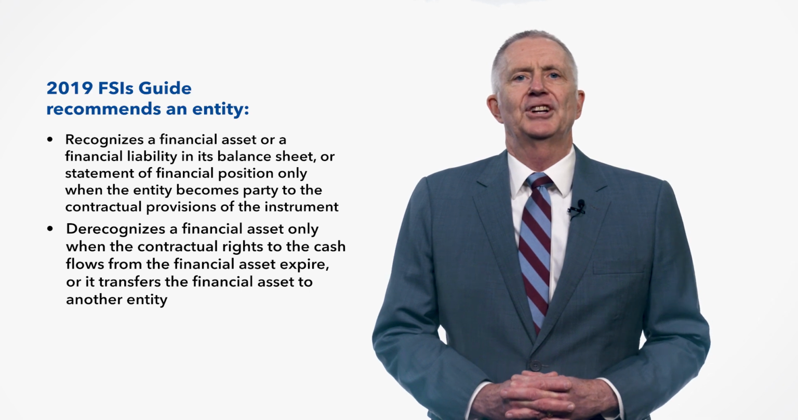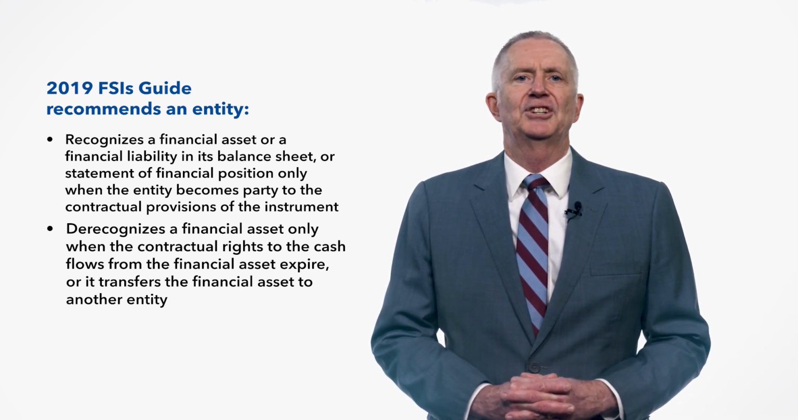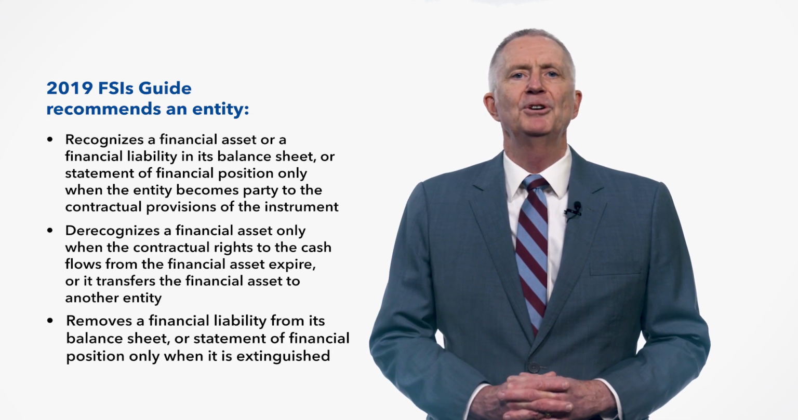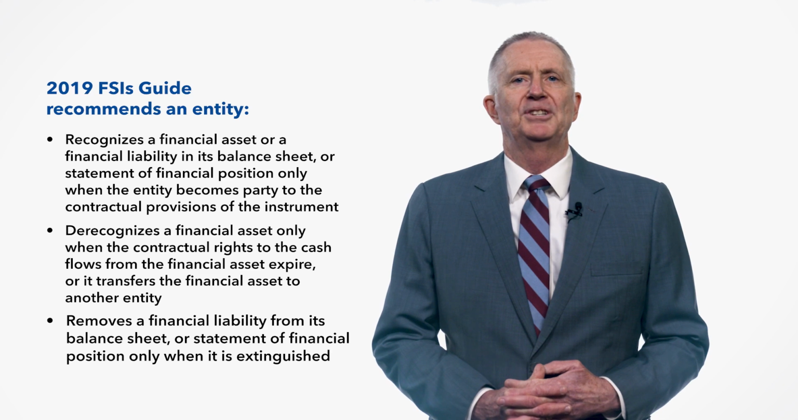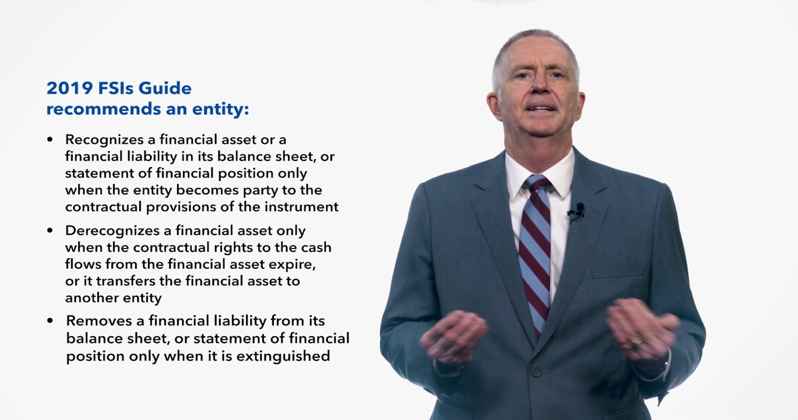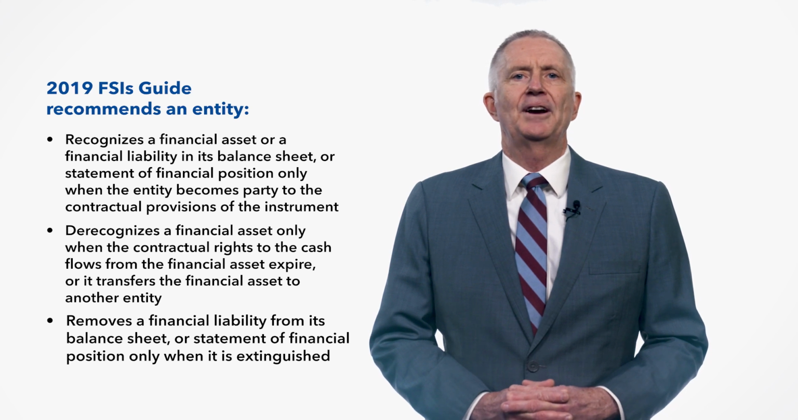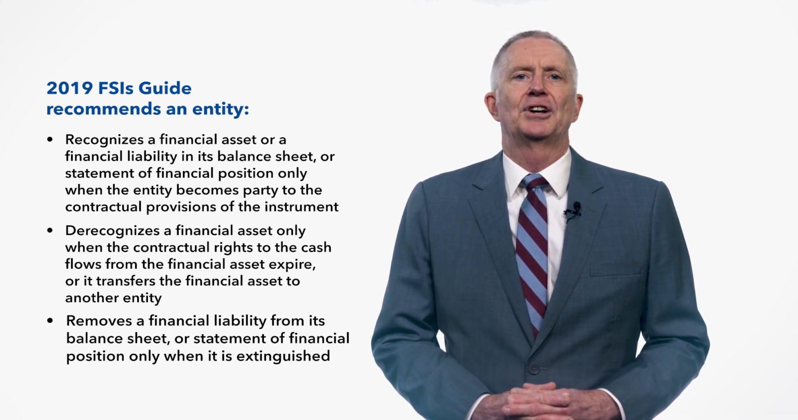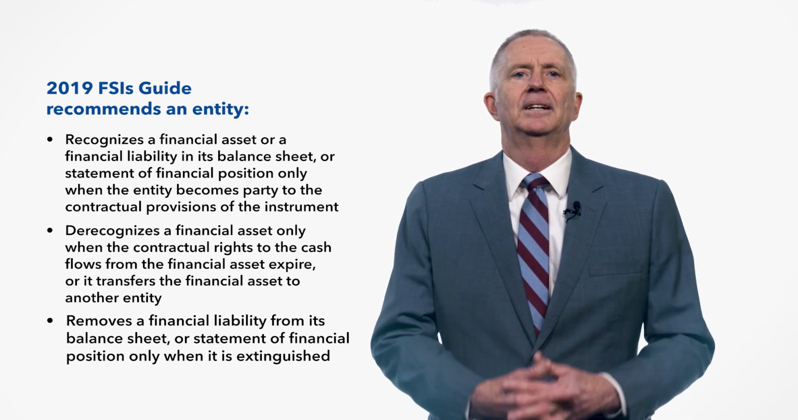On derecognition, the asset is removed from the balance sheet or statement of financial position. An entity removes a financial liability from its balance sheet or statement of financial position when, and only when, it is extinguished. A liability is extinguished when the obligation specified in the contract is discharged, cancelled, or expires.